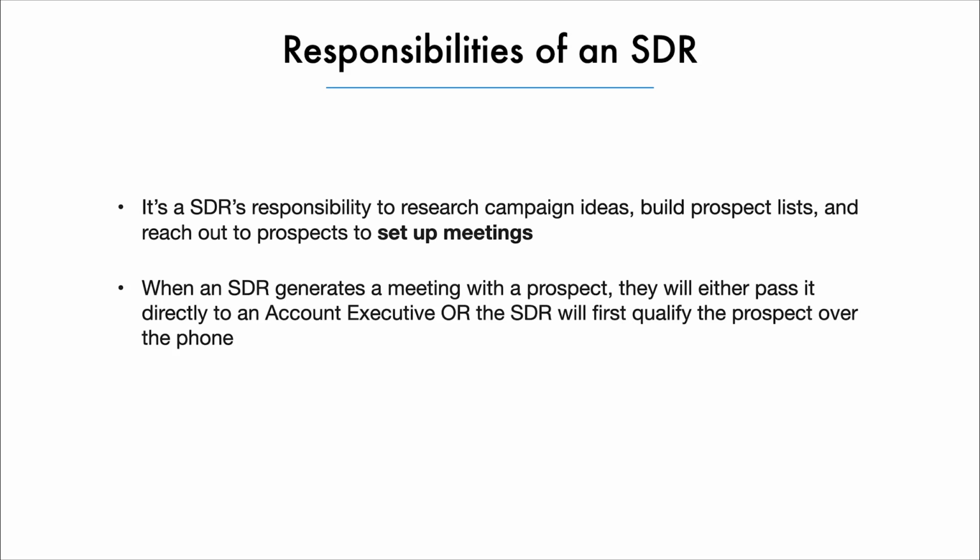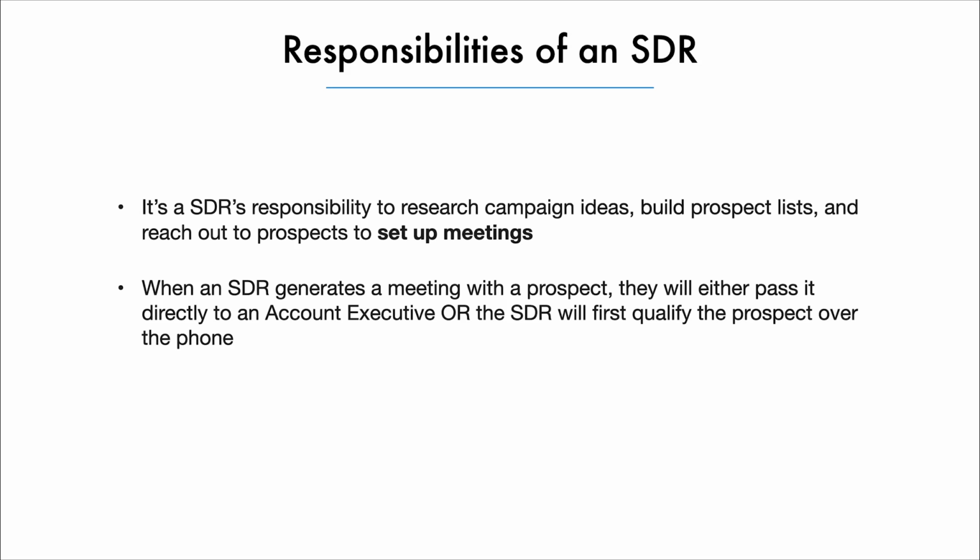And when an SDR generates a meeting with a prospect, either they're going to pass it directly to an account executive, which is essentially a closer, or the SDR might actually get on the phone to qualify that prospect first, talk to them a little bit, see if they have any real pain, see if they have a budget and things like that. And if they qualify the person and that person's interested, then they may pass that deal to the account executive. But typically an SDR does not close any deals. They just generate the meetings and qualify the person.